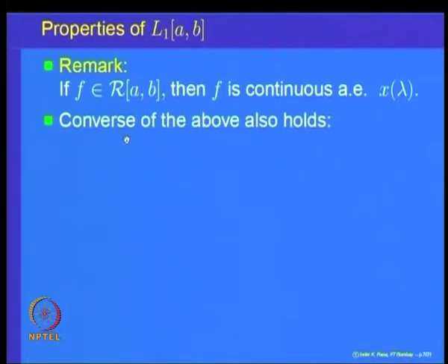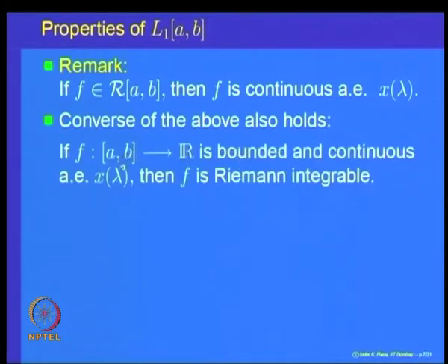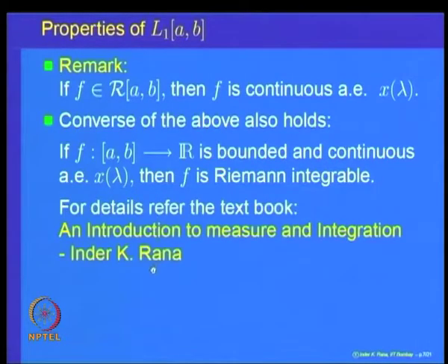And in fact, the converse of this theorem is also true, namely that if f is a bounded function which is continuous almost everywhere, then f is Riemann integrable. So, there is a characterization of Riemann integrable functions in terms of continuity, namely a function f is Riemann integrable if and only if it is continuous almost everywhere. We are not giving the proof of this. Those interested should look into the textbook mentioned above, an introduction to measure and integration, in which the complete proof is given.